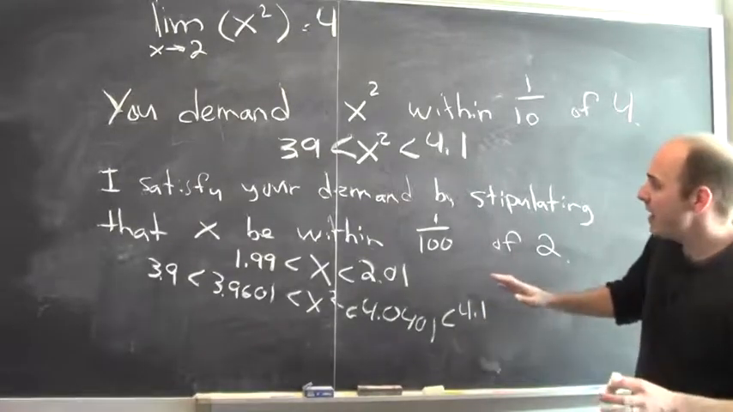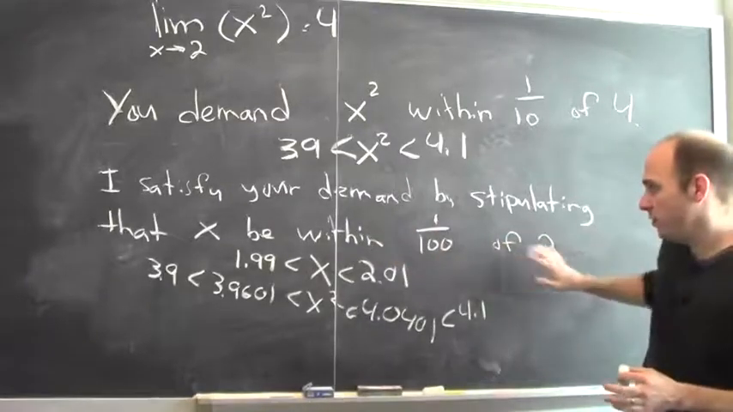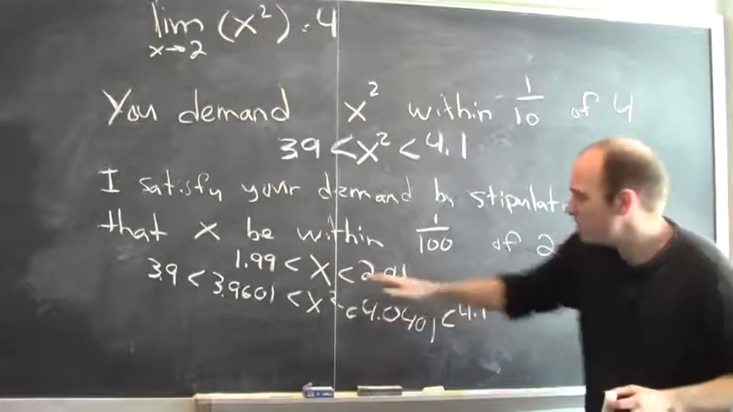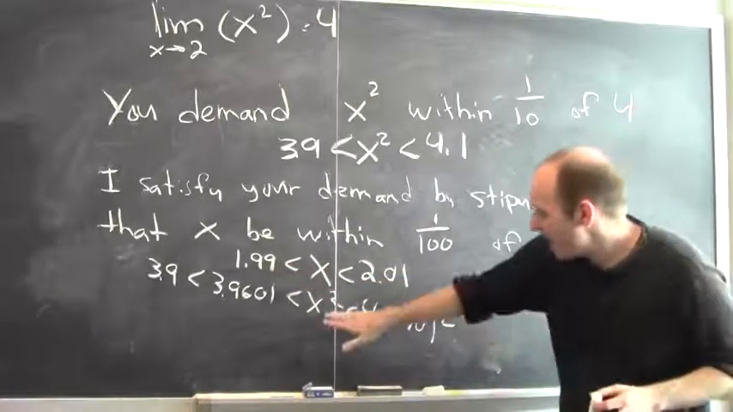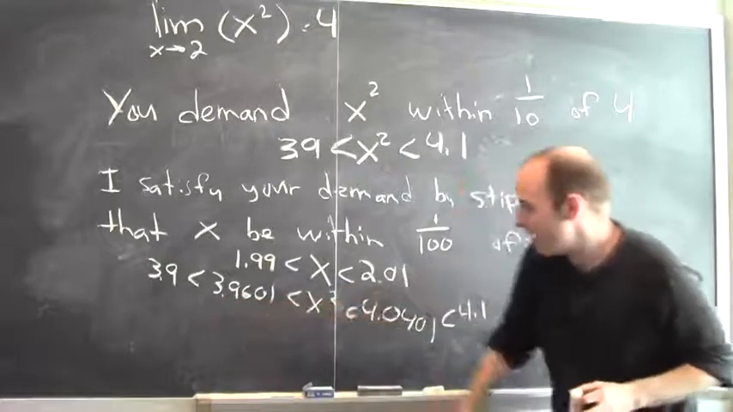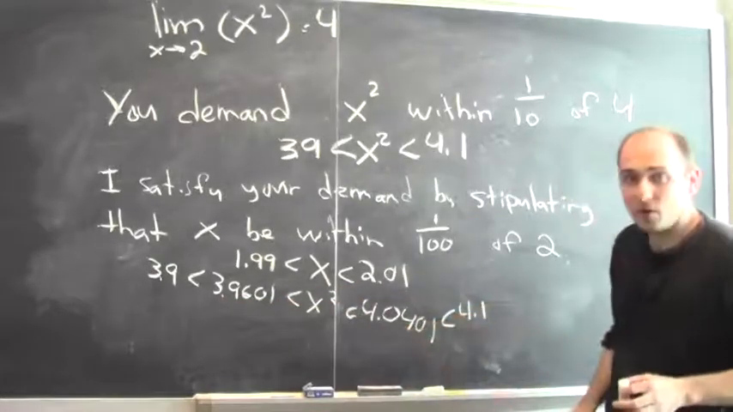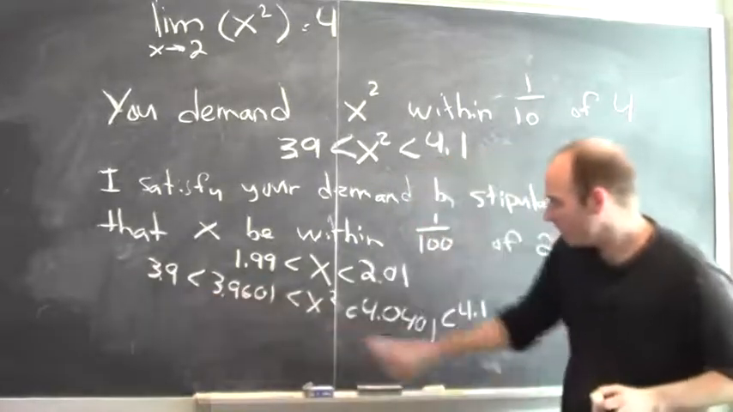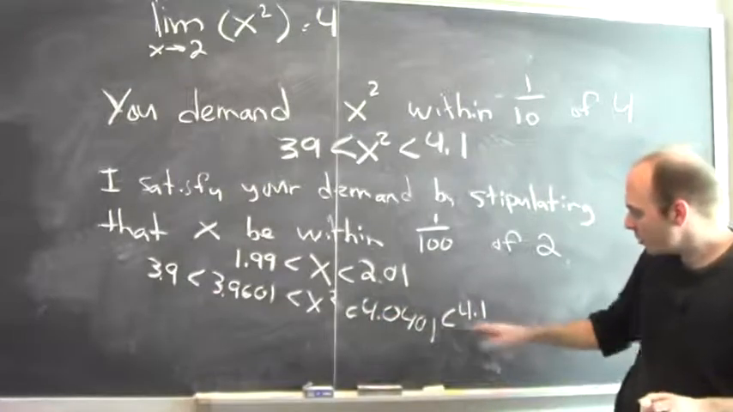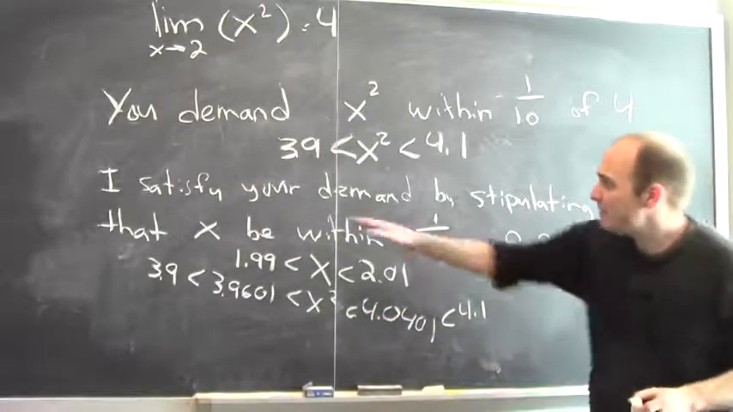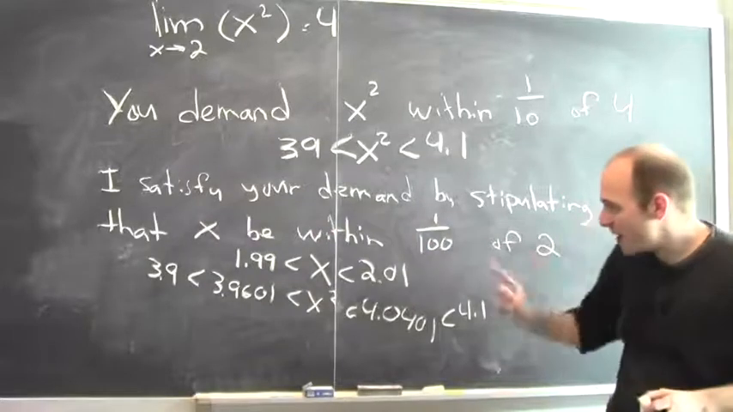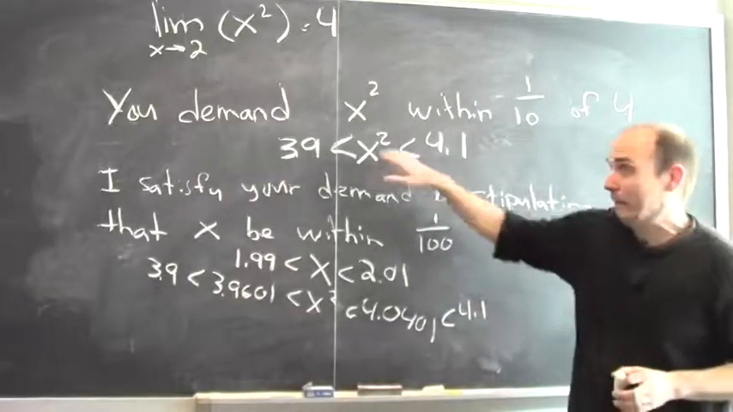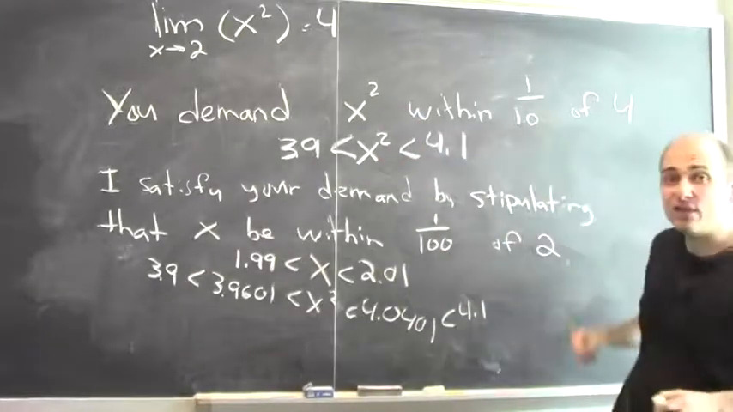So notice what happened here. If x is within 100th of 2, then x is between 1.99 and 2.01. But if x is between 1.99 and 2.01, then x squared is between 3.9601 and 4.0401. And if x squared is bigger than 3.9601, it's bigger than 3.9. And if x squared is smaller than 4.0401, it's smaller than 4.1. So demanding that x be within 100th of 2 in fact forces x squared to be between 3.9 and 4.1. In other words, it forces x squared to be within 1/10 of 4.